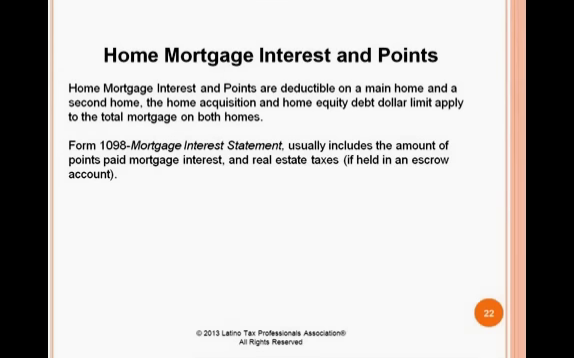And that's perfectly fine. Home mortgage interest and points are deductible on a main home and a second home. The home acquisition and home equity debt dollar limit apply to the total mortgage on both homes. So I have many clients who have a main home, primary residence, and a vacation home, say up at Lake Tahoe, not too far from here. Now, Form 1098, mortgage interest statement, usually includes the amount of points paid, mortgage interest, and real estate taxes if it's held in an escrow account. Otherwise, like I said, they will bring you the separate statements.